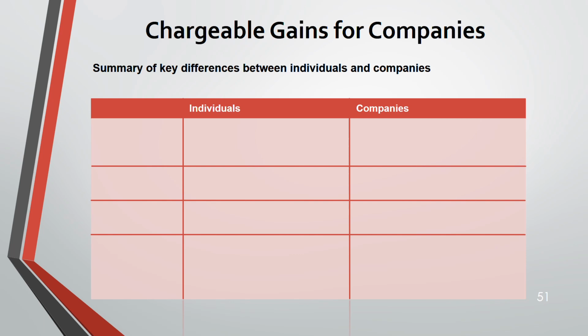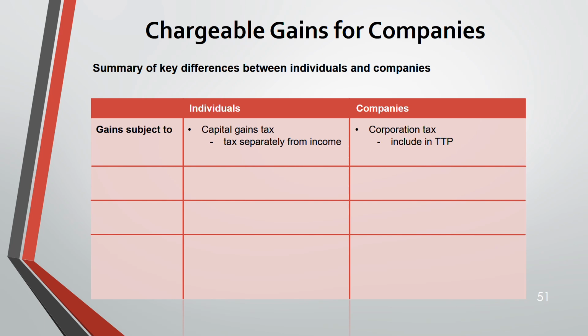Now, let us summarize the differences between individuals and companies. The gain for an individual is subject to CGT. For companies, it is corporation tax, and it is taxed separately from income. For companies, it is included in TTP and it is taxed along with income. The annual exempt amount is not available for companies, but it is available for individuals. Indexation allowance is not there for individuals, but it is there for companies.